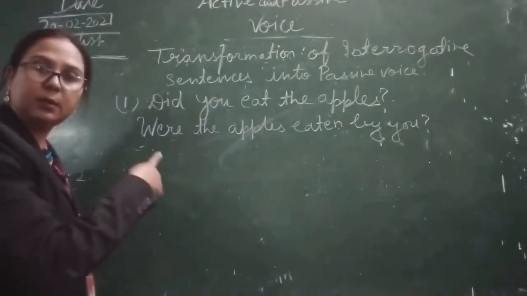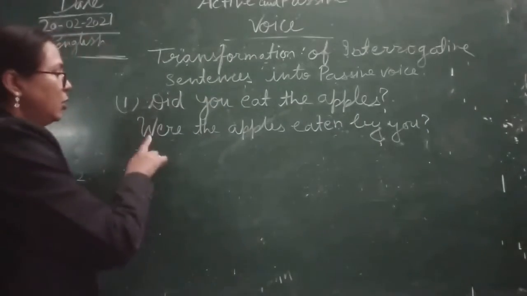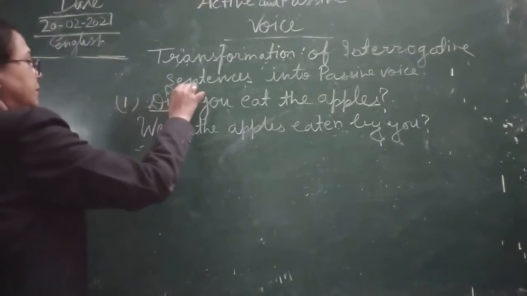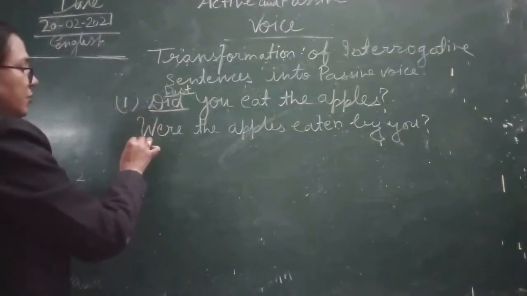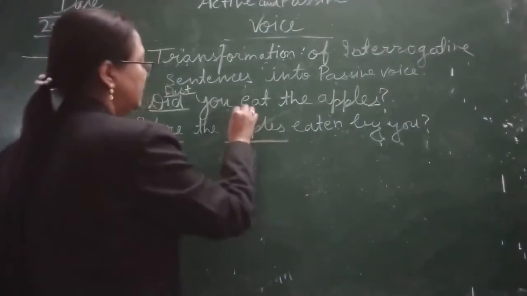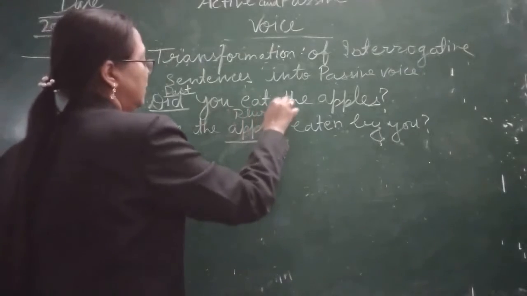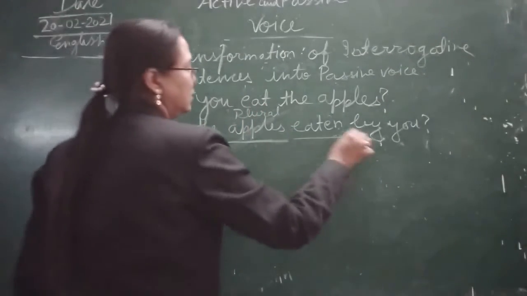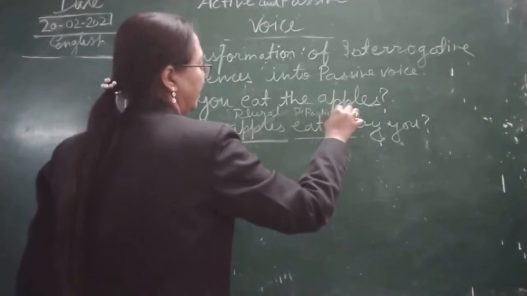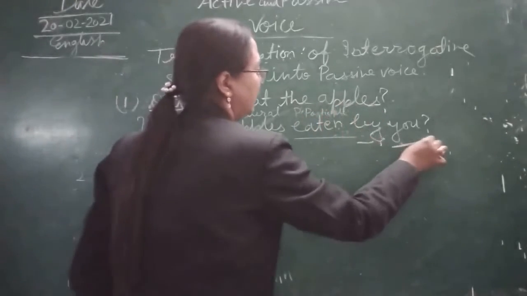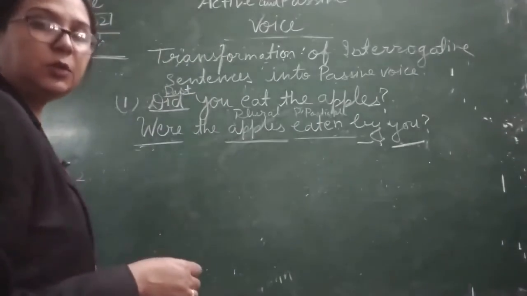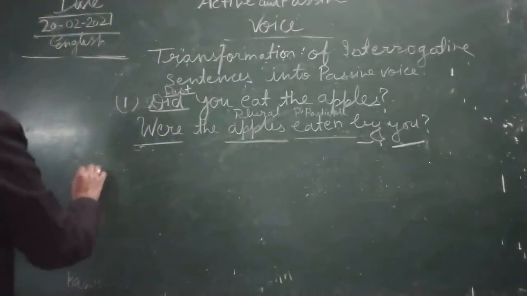Okay, children? Question mark will be placed. Were, because in place of did, this is written in past tense. That is why we are converting to were. Why were? Because apples are there. This is plural. Okay. Eaten, past participle. And here by and you we will use. Okay. Now we are moving to the next example, second example.